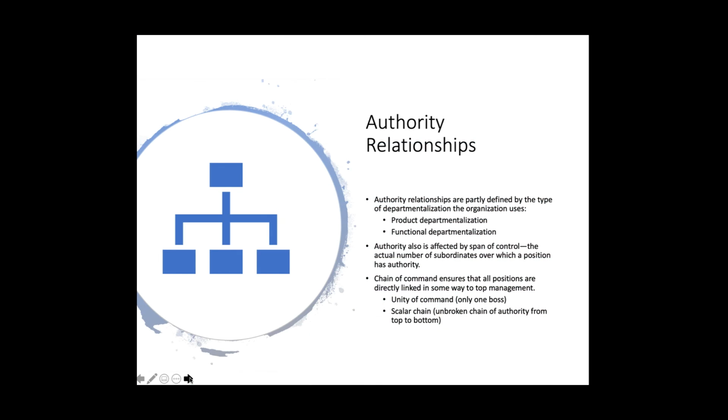So, when we talk about authority, relationships are partly defined by the type of departmentalization that your organization uses. Think about this for a moment. If the way that your org charts are built by your company primarily segregate jobs together in departments based upon product type, that's different than grouping your organization together in departments based upon function.